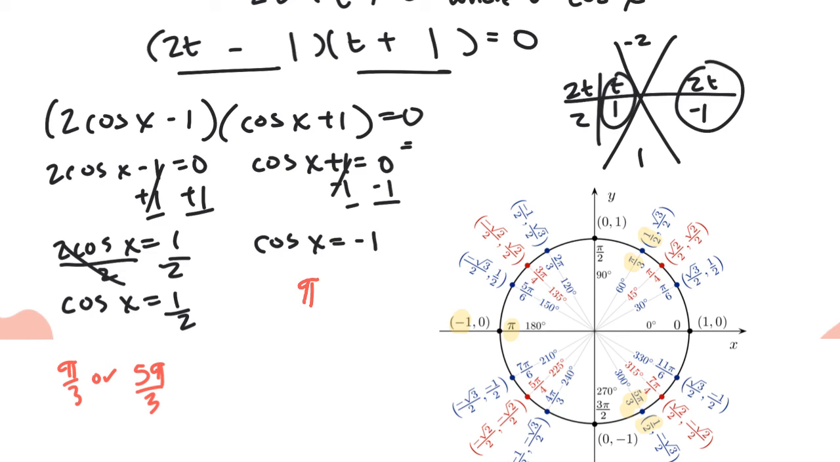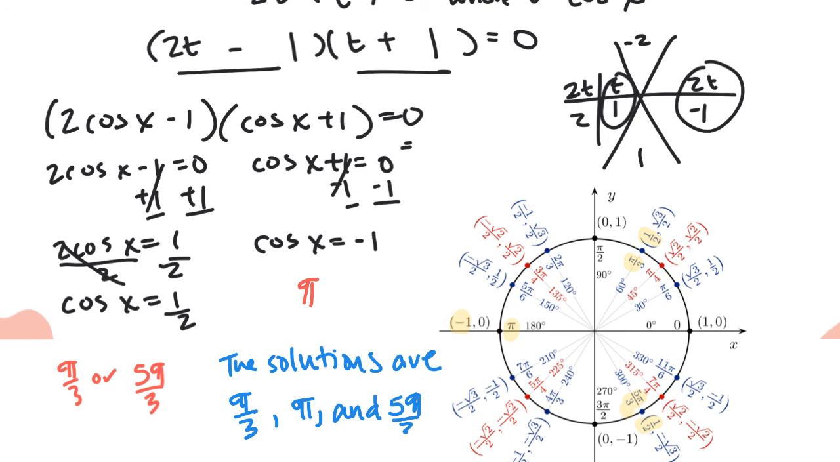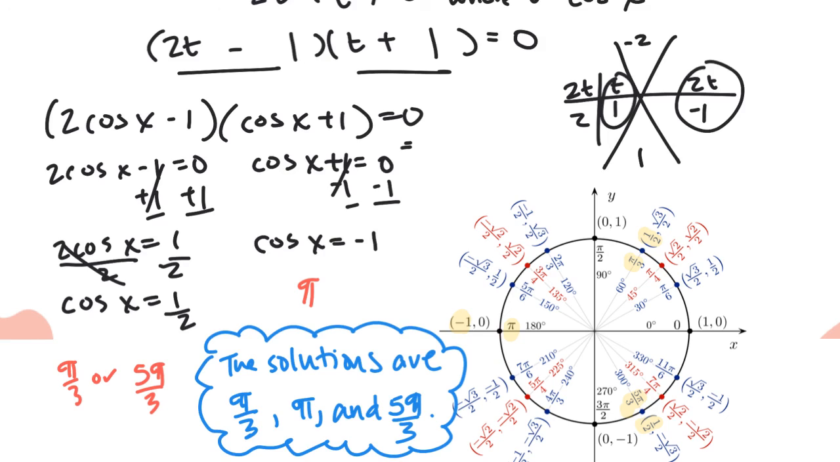So we can say that the solutions are pi over 3, pi, and 5 pi over 3. And we didn't have to substitute anything in for n here because these weren't really multiples of cosine. This was just cosine in a trigonometric function in quadratic form, and then we simplified both sides, and then we found all the values that made both sides true.